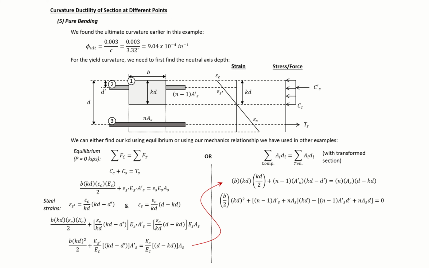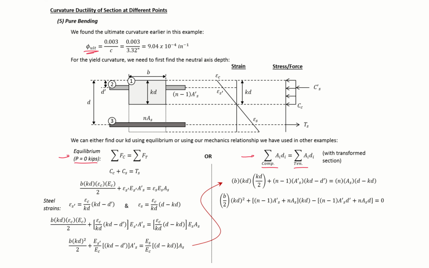To find our curvature ductility at the pure bending point, we need to find our yield curvature first. We know our ultimate curvature from earlier in the example, and now we need to find our yield curvature. To do that, we need to first find our cracked transformed section properties. We can either do that from equilibrium, or because P is equal to 0, we can also do it with our simplified summation of our areas above times the distance to the neutral axis above equals the same on the tension side. So when our P is equal to 0, these are equivalent.